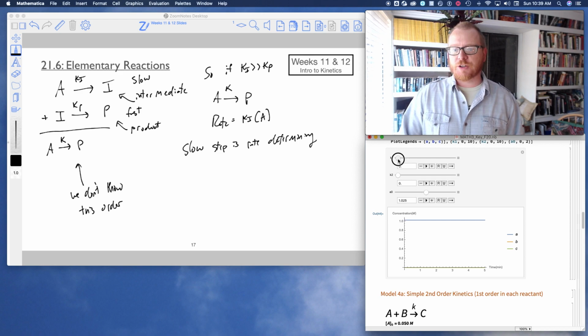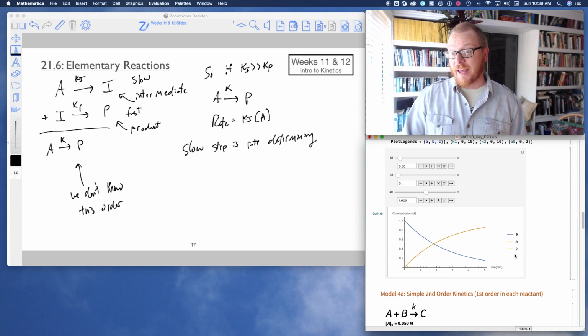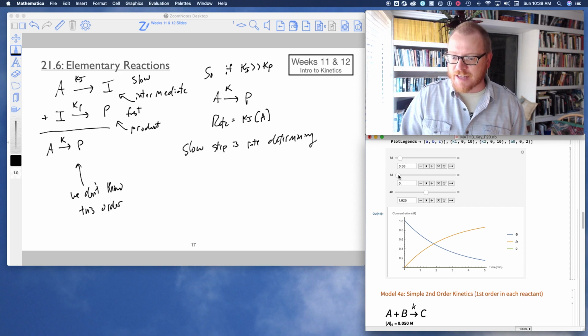Now if I turn up K1, K1 only makes the intermediate, right? So in this reaction, A is the A, B is the intermediate, and C is the product. If I only turn on K1, I don't make any product, I'm just making intermediate. But now watch what happens as I turn on K2. Oh, look at that. Now C is my product, okay? And now I'm going to put them both in the middle, actually. Great.